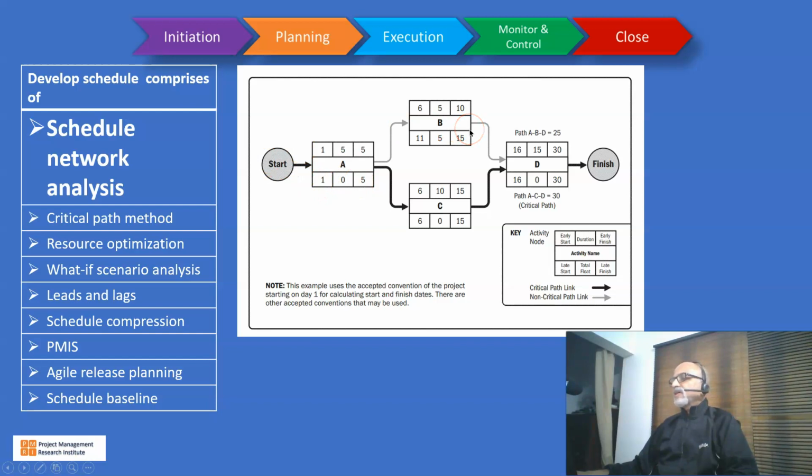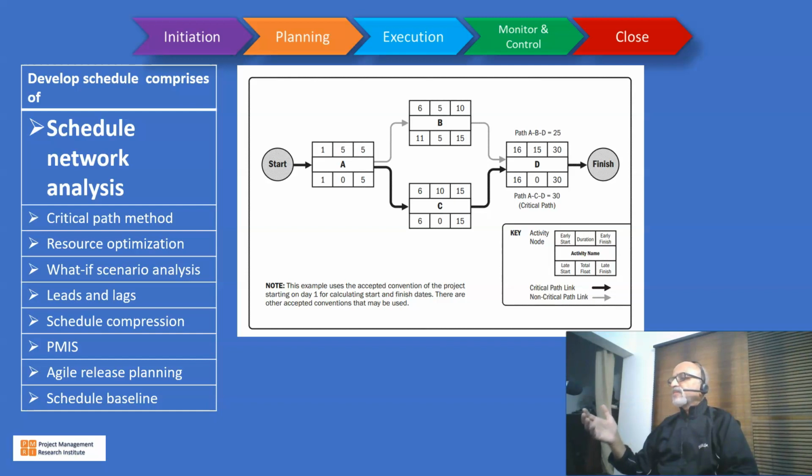So we did a forward pass and calculated the early start and the early finish. Then we did a backward pass and calculated the late start and late finish. And float is equal to late start minus early start, or late finish minus early finish. So we calculate the float for all these activities. Activity A has 0 float, activity C 0 float, activity D also 0 float, whereas activity B has a 5 days float. So if we connect all the activities whose float is equal to 0, that becomes the critical path. And the critical path is the longest path in the network, or it is the shortest possible time in which the project can be completed.